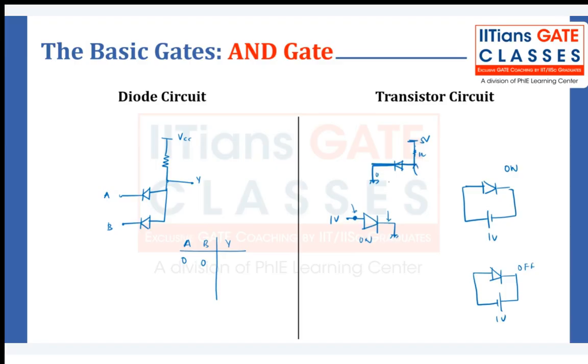This polarity is higher than this one. This is having 5 volt and this is having 0 volt, so this will be on. This will be short. Can you tell me, when A and B are 0 and 0, these two will be short or not? This will work as an on switch, and this will be short. If this is short, what is the voltage at Y?